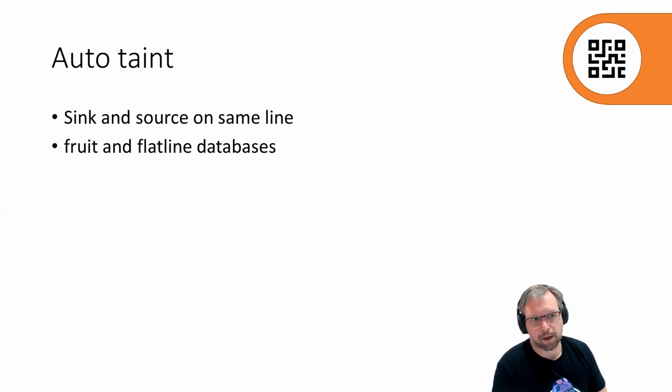So my preferred way of finding vulnerabilities is to use AutoTaint, where the sink and the source is on the same line, because grep does line-by-line analysis. So if the sink and the source is on the same line, you don't have to do taint analysis. The taint analysis is already there. Right? And that is what my fruit and flatline databases try to do.